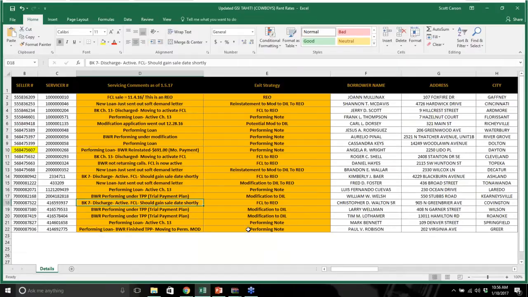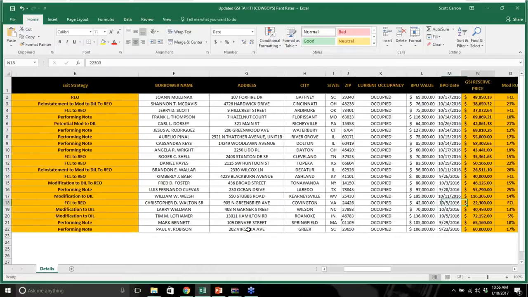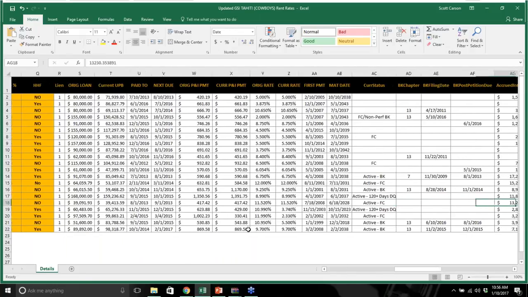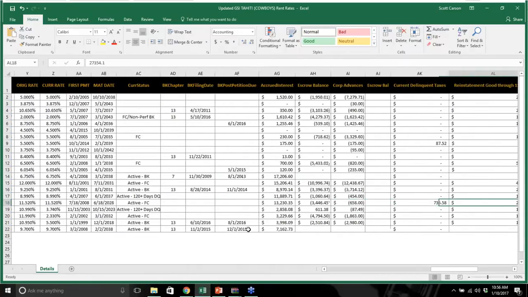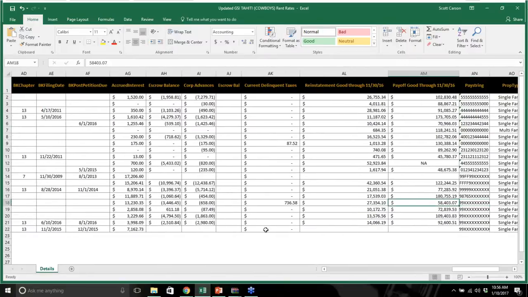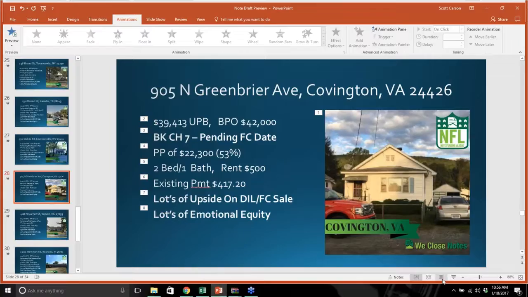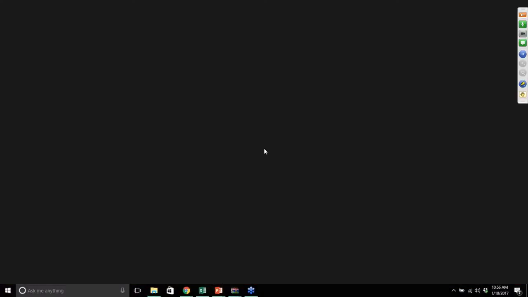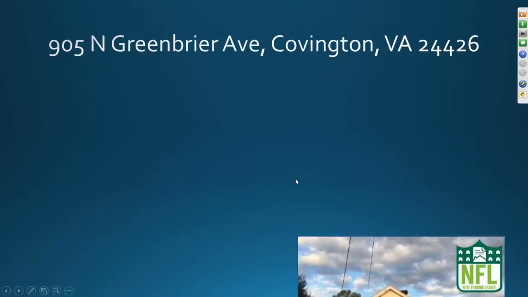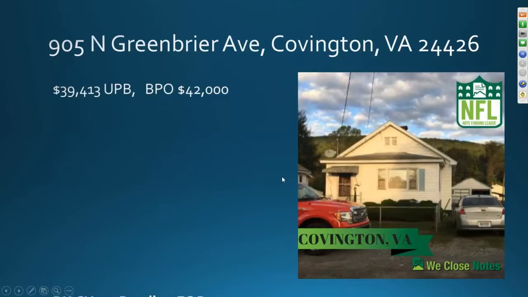BK7 discharge, active foreclosure, should gain a sale date shortly. You see directly from the notes there. So let's see if they've updated this here. No. So the payoff, if they need to pay off, is $58,000 and change. So they're upside down, obviously.